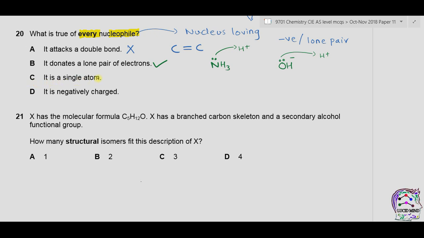C. It is a single atom. This is not always true because we can see that in NH3 we have 4 atoms, in OH we have 2 atoms. D. It is negatively charged. Now this is not always true because it can be neutral. For example, NH3 is neutral. The answer is therefore B.